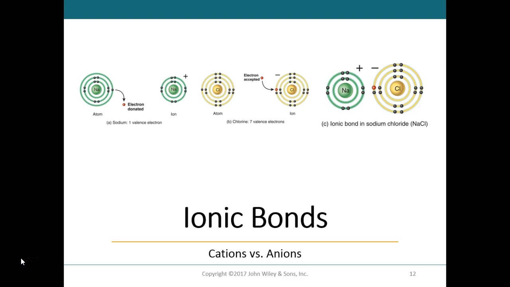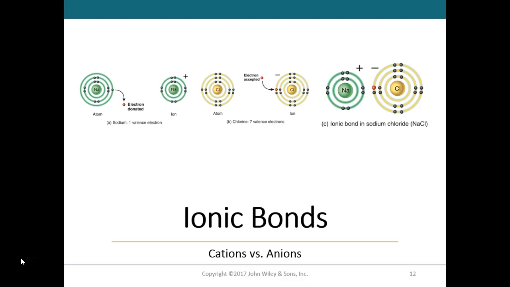Sodium has 1 valence electron, so if sodium loses this electron, it's left with 8 electrons in its second shell, which then becomes the valence shell. As a result of losing that 1 electron, the total number of protons, 11, now exceeds the number of electrons, 10. So the sodium atom has become a cation and is positively charged. When we write that, we write Na, the chemical symbol for sodium, with a plus sign.